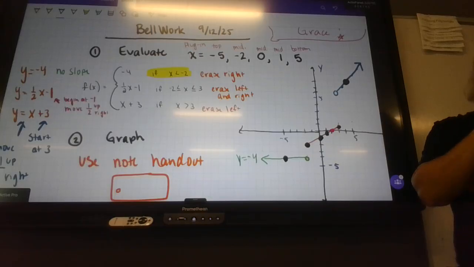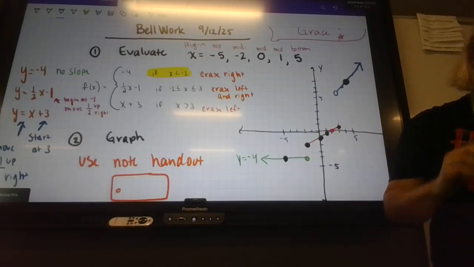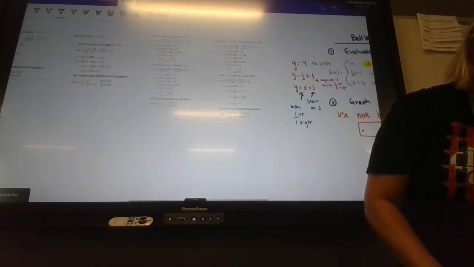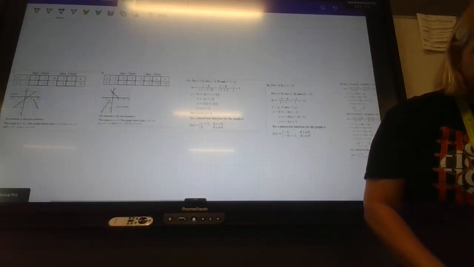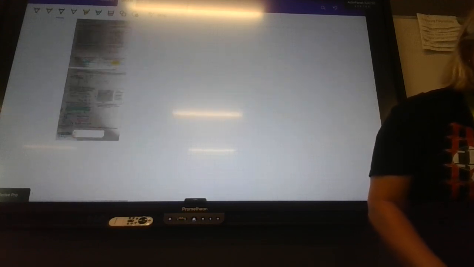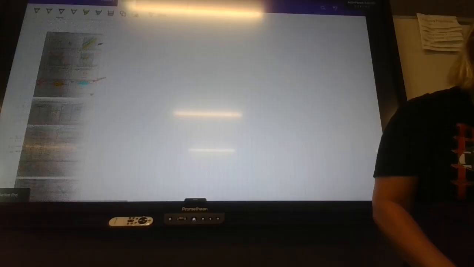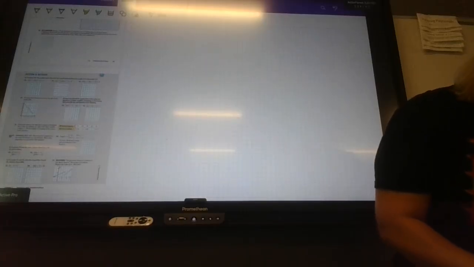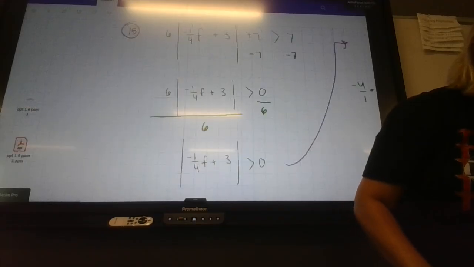All right, then, let's check yesterday's assignment when the sub was here. What was it? Page 63, 64, which was in the absolute value section.